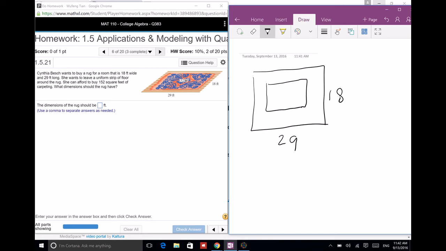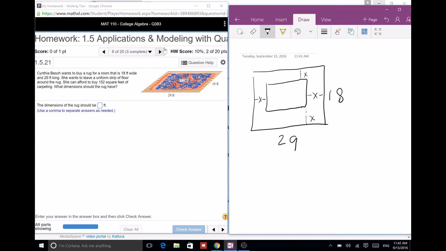It says she wants to leave a uniform stripe. Uniform stripe means if this is X, then the other side is also X. Now also, this is also X. Then that is also X. Does it make sense? So the distance to the middle rock is all X.